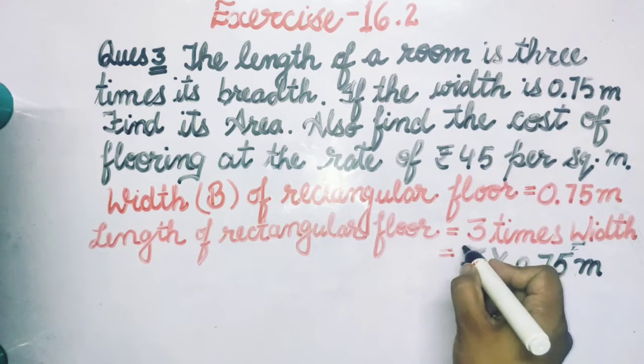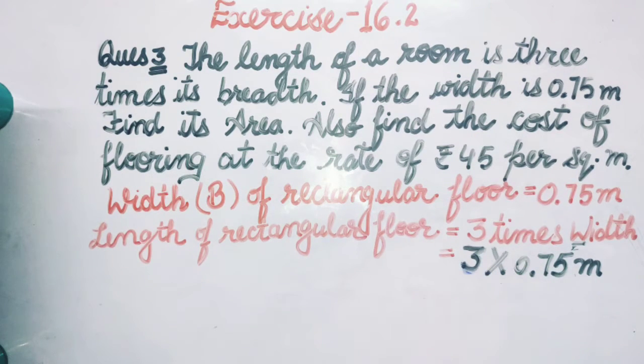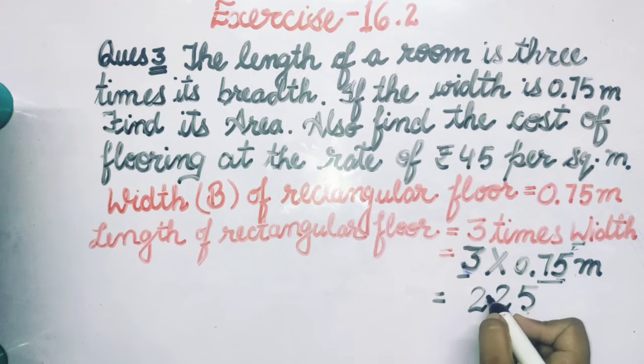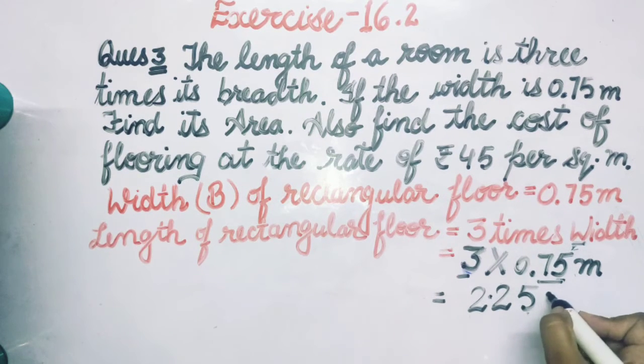0.75 meter. Now students, I always tell you, when we are doing multiplication in decimal numbers, ignore the decimal. So when you multiply 75 by 3, you will get the answer 225. Now check, in the number, after how many digits is the dot? 1, 2. It means after 2 digits the dot is there. So in the answer also, after 2 digits we will put the dot. And the unit is meter.